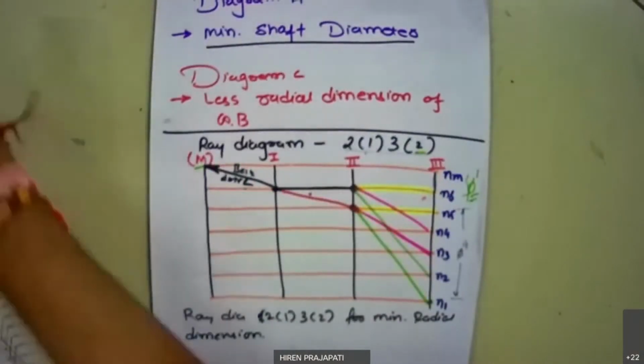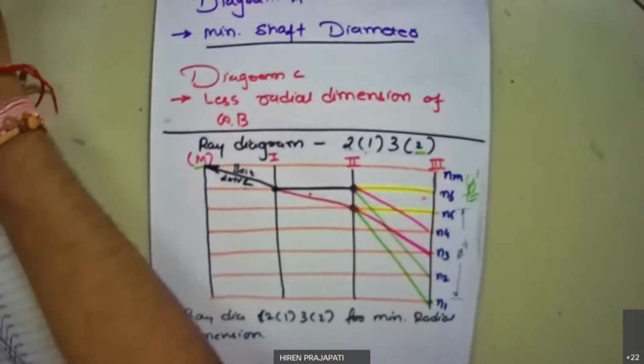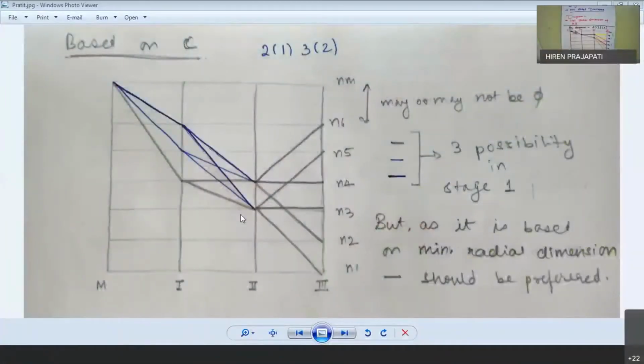So I just shared one response which I received from Pratik. I hope the screen is visible and you can see this shared image. So here you can see our criteria is to minimize radial dimension.